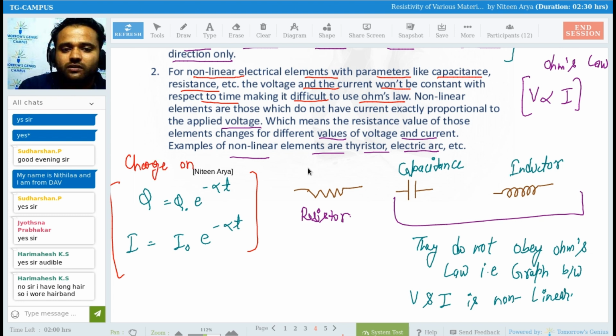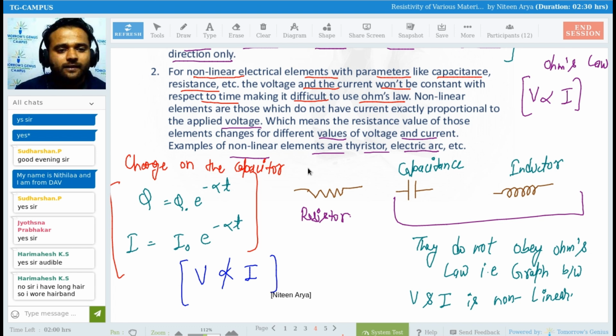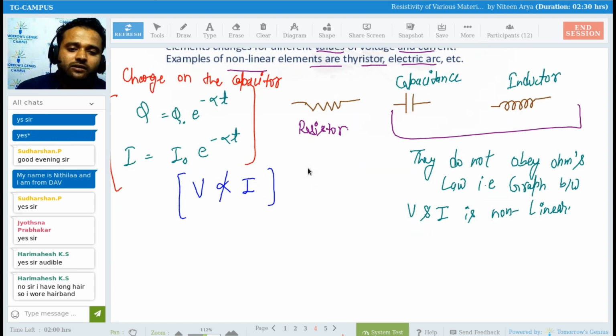So in this way, the charge on the capacitor is this, so I is going to be this, and that is not going to be this. Then V is not directly proportional to I. Okay, so that is written over here. They do not obey Ohm's law, and the graph between V and I is non-linear.